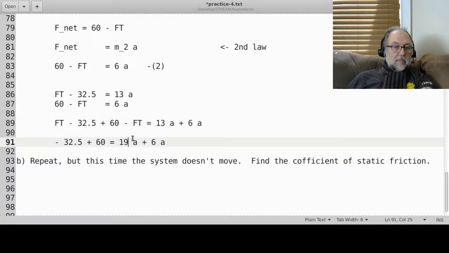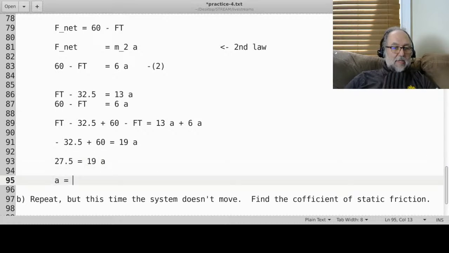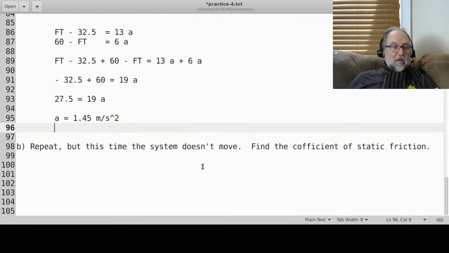19A. All right. And then 60 minus 32 is 27.5, like this. And that's going to equal 19A, and so A is going to equal, let me get the answer, it's going to equal 1.45 meters per second squared. All right, so that solves that one.